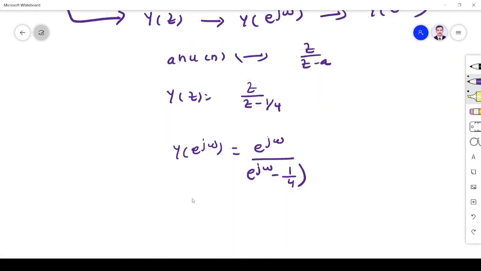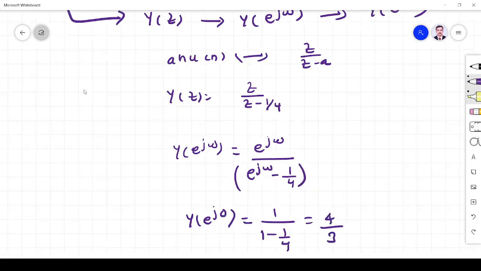So what is the thing? Now I substitute for Y of e power j0. So 1 divided by 1 minus 1 by 4. So it is 4 by 3. Simple. The answer is 4 by 3.